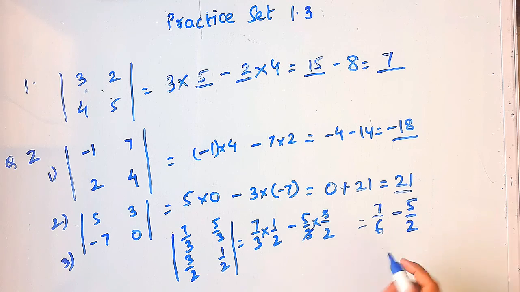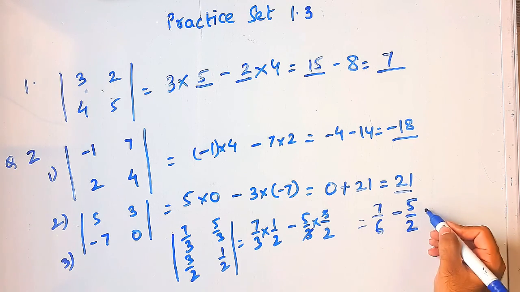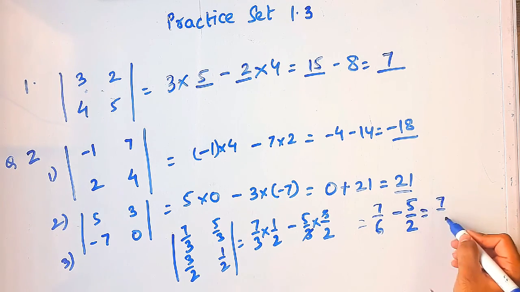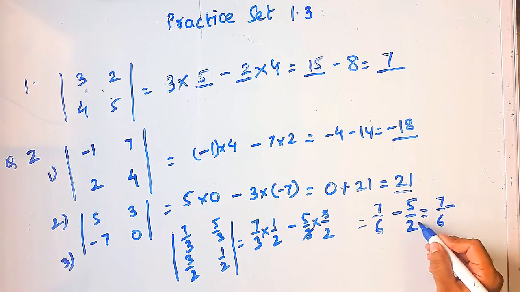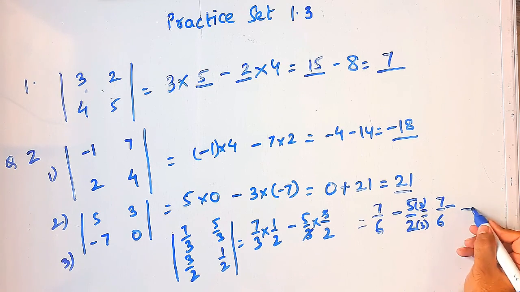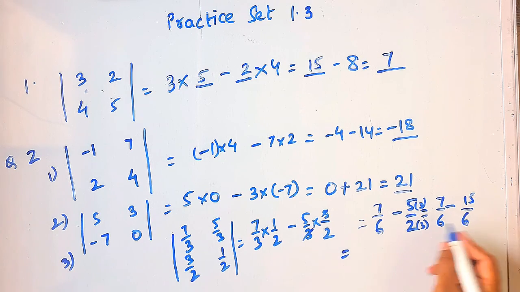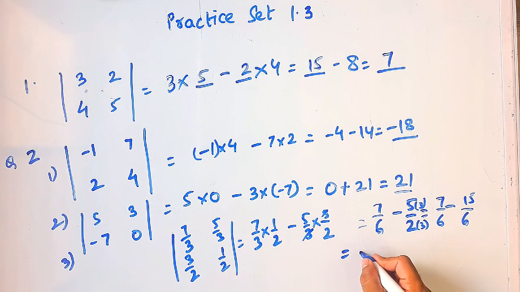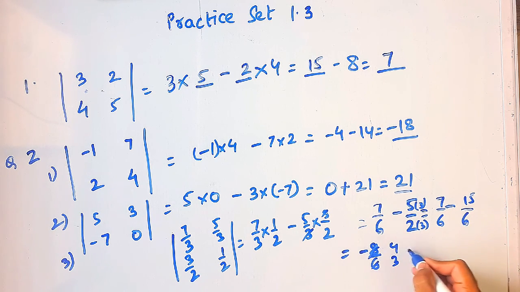Now I can make this 7 upon 6 minus, into 3 I can do to equalize the denominator. So this will become 6 and this will become 15. What is 7 minus 15? It is minus 8 by 6. Again I can reduce this, 2 3s are 6, 2 4s are 8. So your answer is minus 4 upon 3.